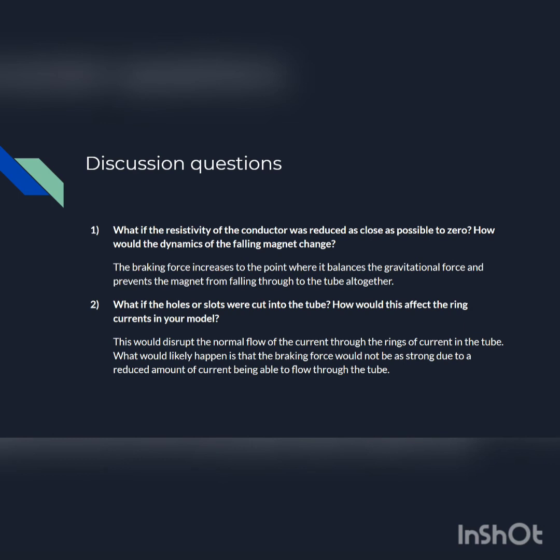Discussion questions. What if the resistivity of the conductor was reduced as close as possible to 0? How would the dynamics of the falling magnet change? The braking force increases to the point where it balances the gravitational force and prevents the magnet from falling through the tube altogether.